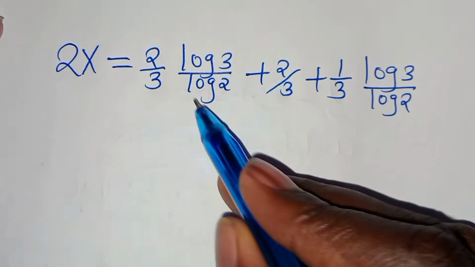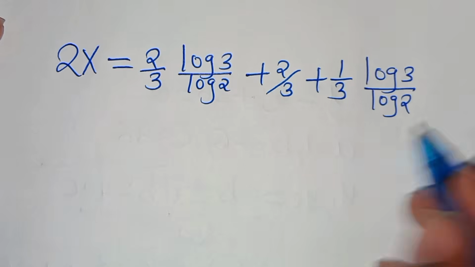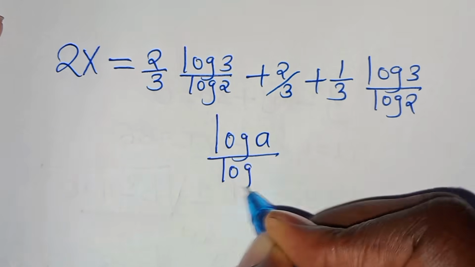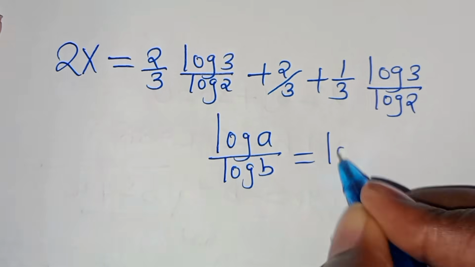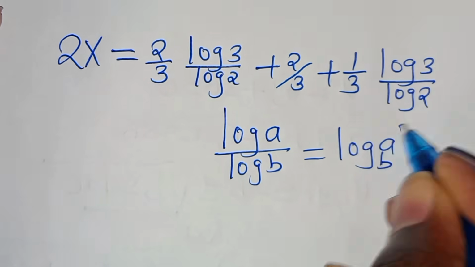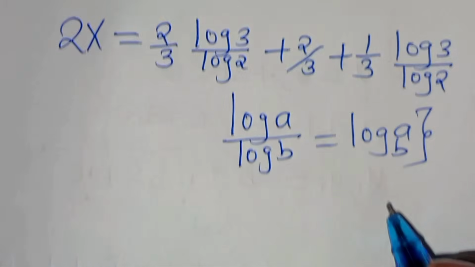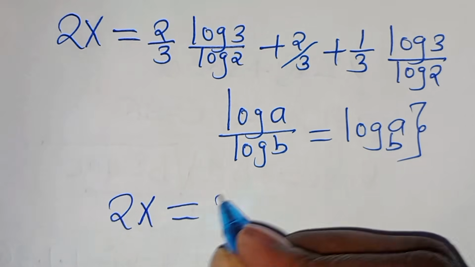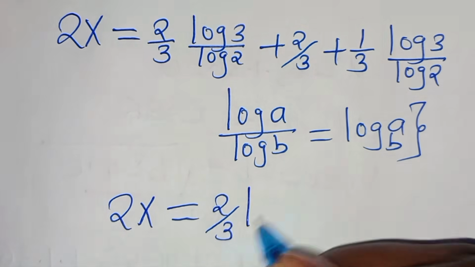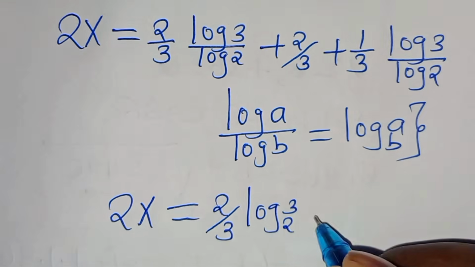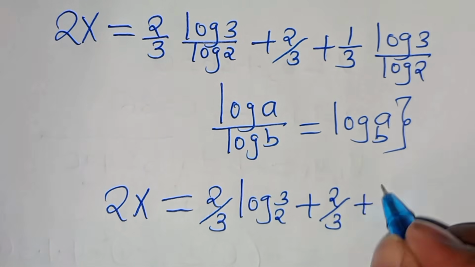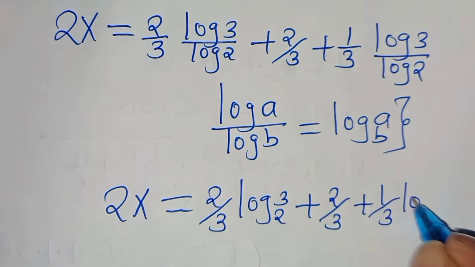Now log 3 over log 2 and log 3 over log 2. This is in the form of log A over log B, which we can express as log A to base B. Applying this logarithm property, we have 2x. This is equal to 2 over 3 log 3 to base 2, then plus 2 over 3, plus 1 over 3 log 3 to base 2.